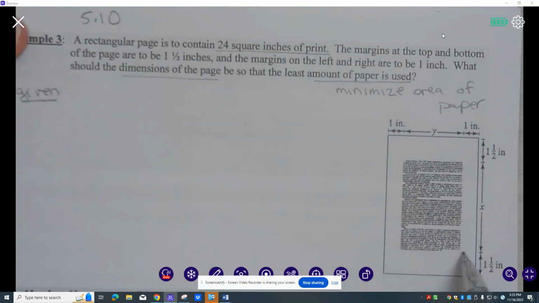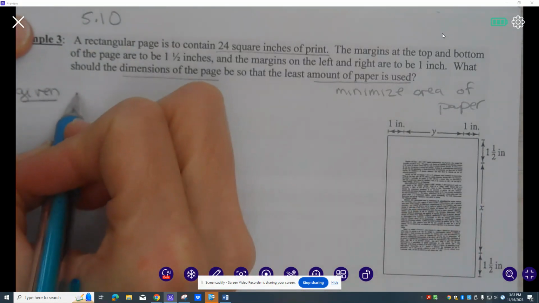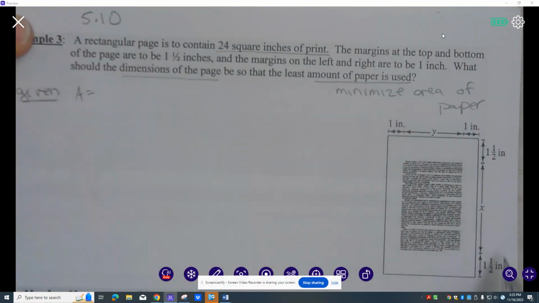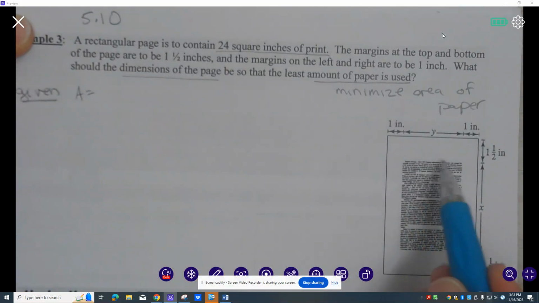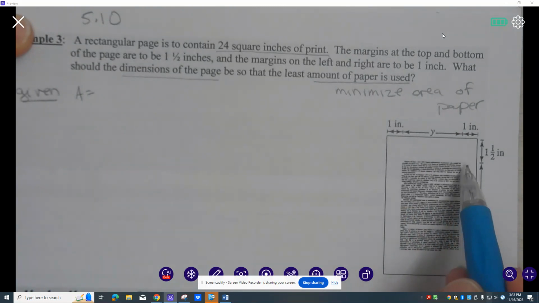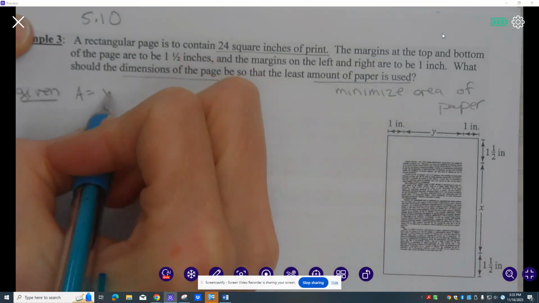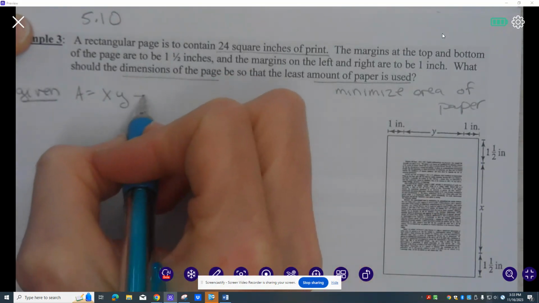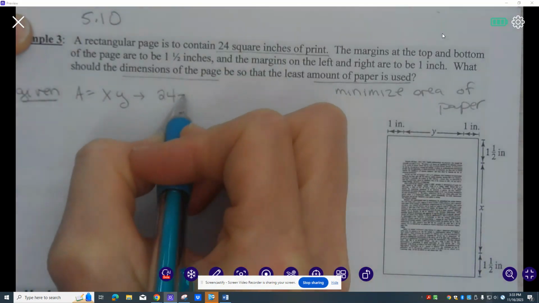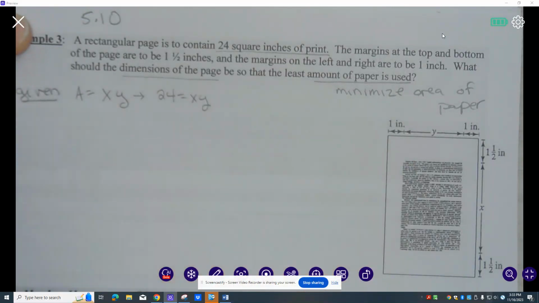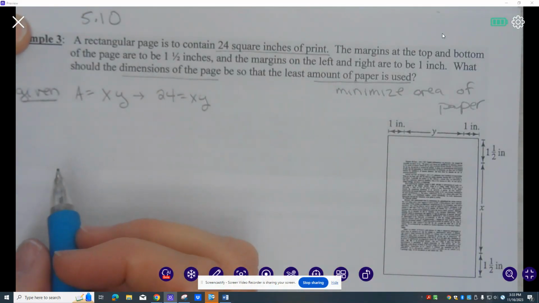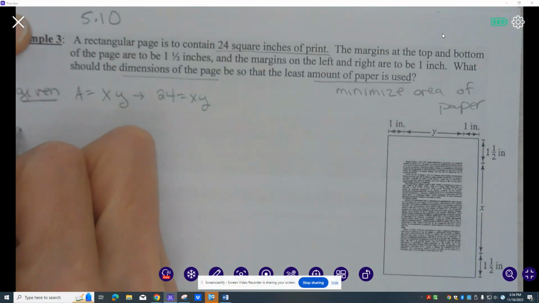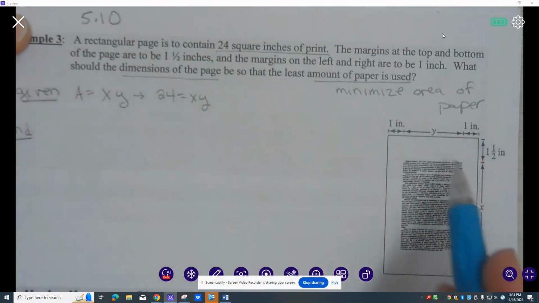So that's this. You can think the area of a rectangle is length times width. But because they're already using X and Y, the dimensions of the print are Y and X. So area is just X times Y, and they told us it is 24. So 24 equals X times Y. That's our given. And then what are we finding? We're finding the area of the whole page.